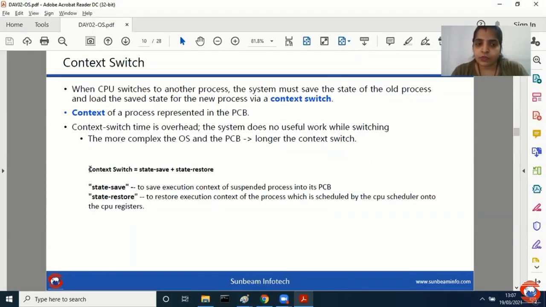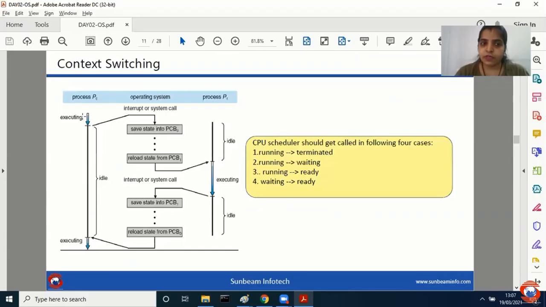Okay, so context switching is state save plus state restore. State save means saving the execution context of the suspended process in the PCB, and state restore means restoring the execution context of the process which is scheduled by the CPU scheduler on the CPU register. So as I've given, process P1 is executing, उसका state save करेगा. Process P0 is starting executing, तो वो load करेगा PCB0 उसका. Again, it will try to execute. Maybe there are some system calls, maybe there are some interrupts. Again, I'm saying now P1 has completed a task. It will save the state of PCB1.